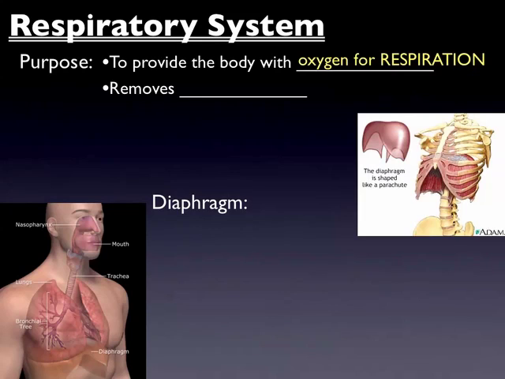When the mitochondria of our cells use oxygen and glucose to form ATP, energy the cell can use. At the same time, cellular respiration produces the waste product of carbon dioxide, which we need to get rid of. That happens with the respiratory system.